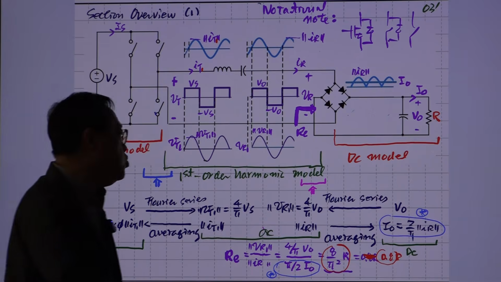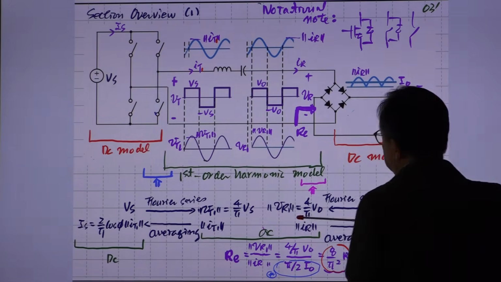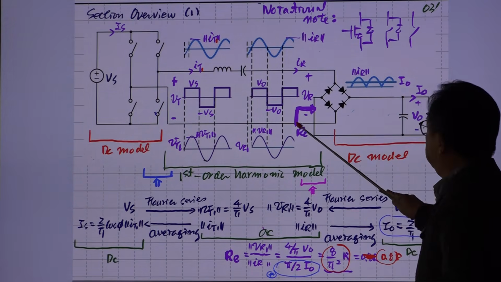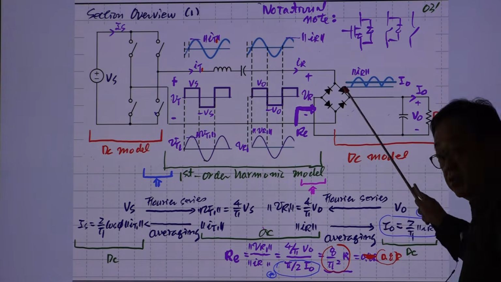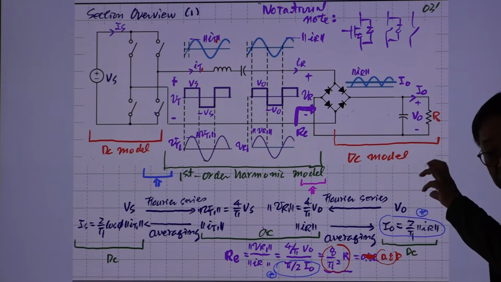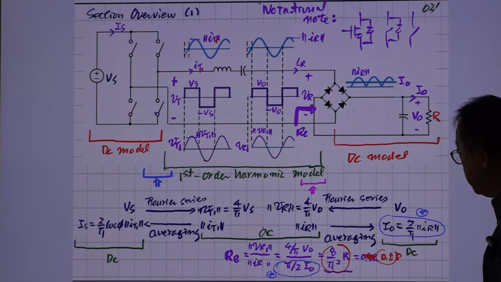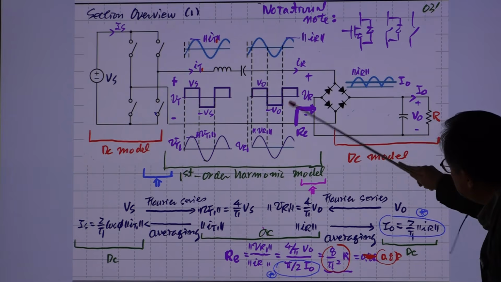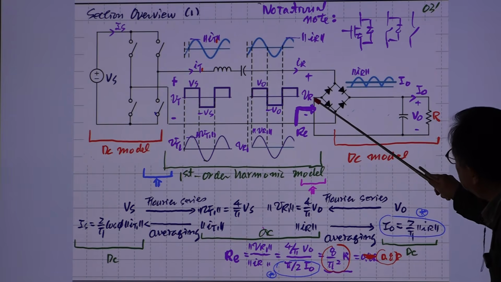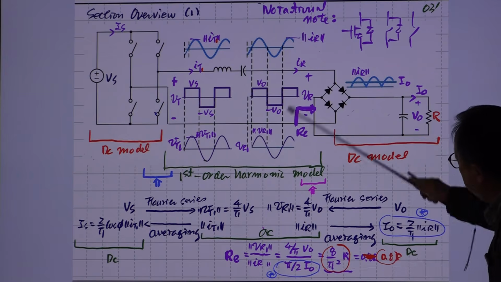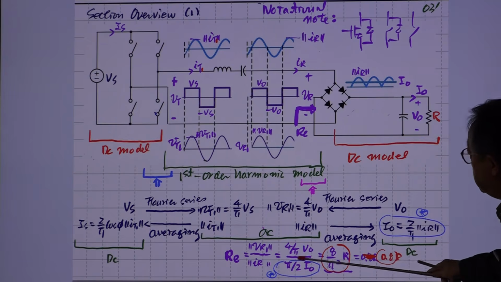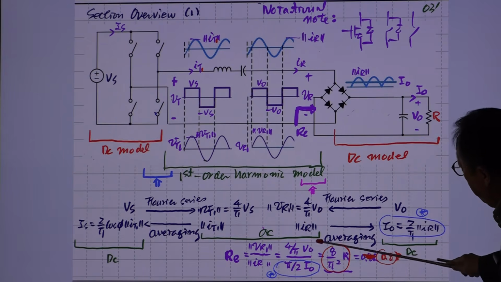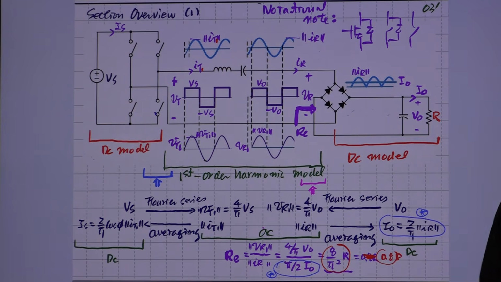With two relationships, this one and this one, you can define the effective resistance seen at this input port of the rectifier circuit, only considering the fundamental component. So this is the ratio of the magnitude VR1, this voltage fundamental component, and this IR fundamental component, and the ratio of this is given by this. But this VO divided by IO is the output resistance. So the relationship is very simple.